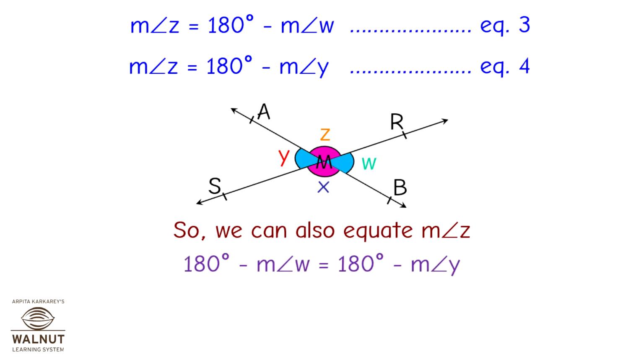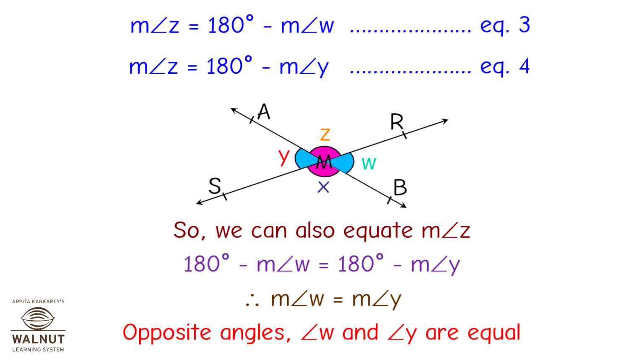That means 180 degrees minus angle W is equal to 180 degrees minus angle Y. That also means that angle W is equal to angle Y. Now look at the figure and see where angle W and angle Y are. This is angle W and this is angle Y. These are opposite angles. So, the opposite angles, angle W and angle Y, are equal.